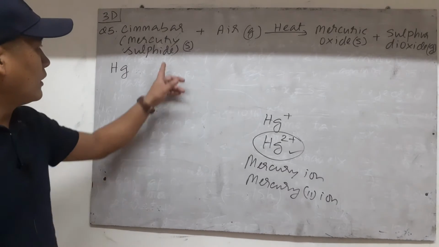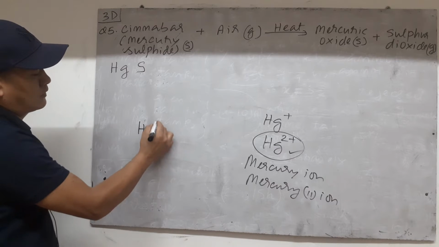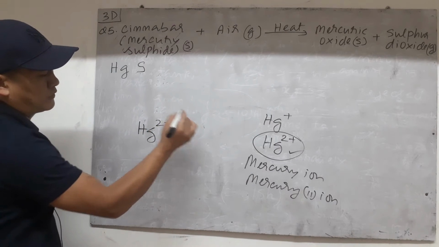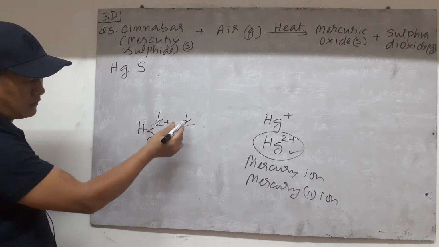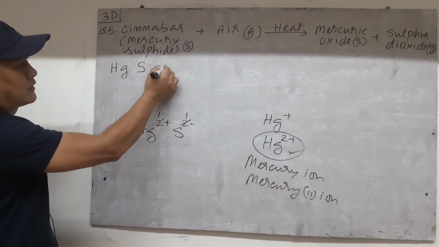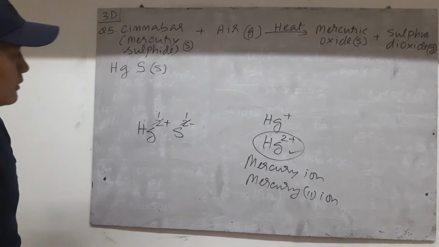Don't write sulfide ion. We know the sulfide ion is S2 minus. So Hg, don't write like this. We know how to do that. Now, valency is common, cancelable. 2 1s are 2, 2 1s are 2. So 1 1 means this one only is solid. So the mercury sulfide, cinnabar, formula is HgS.